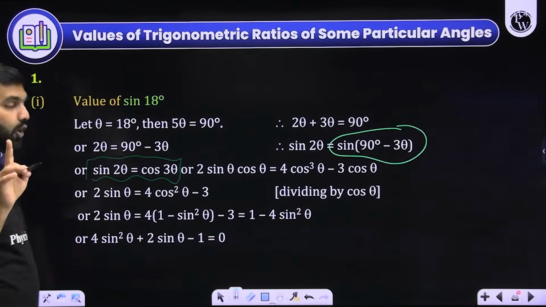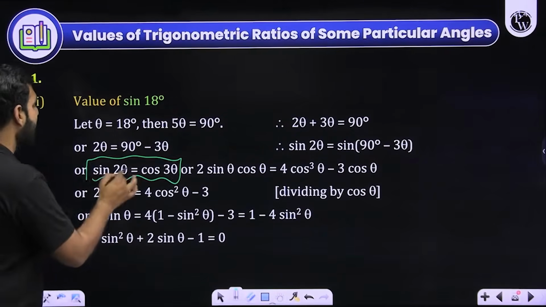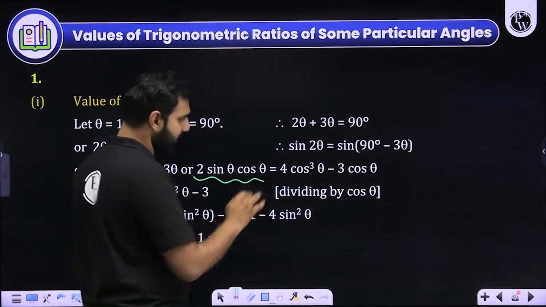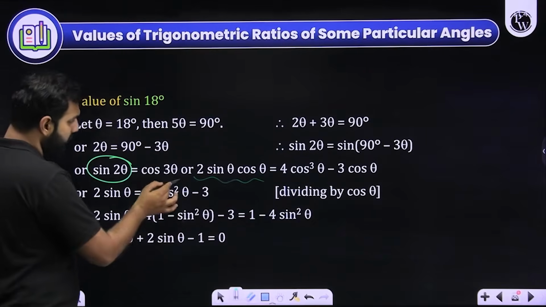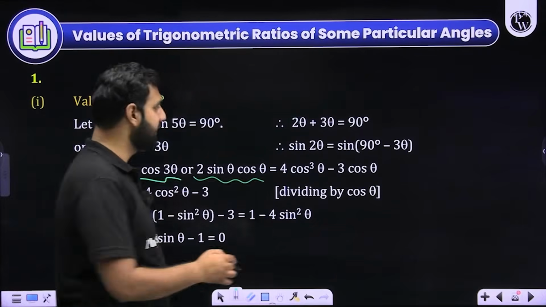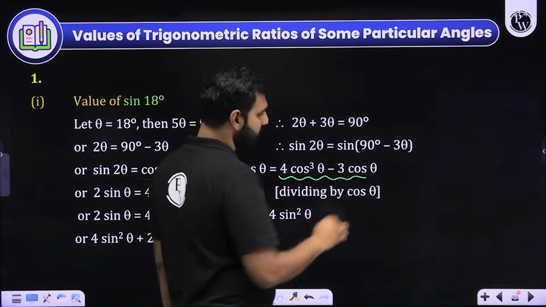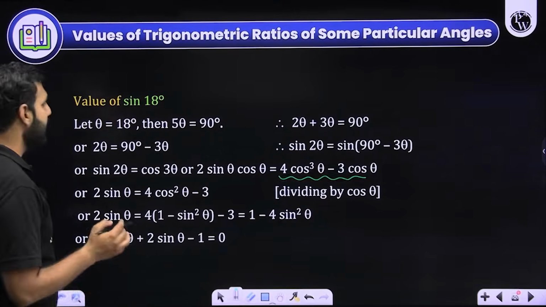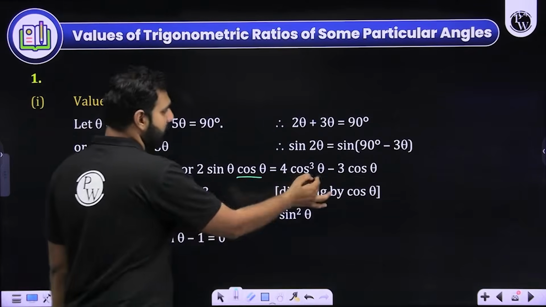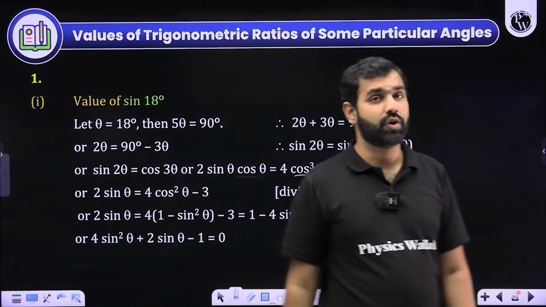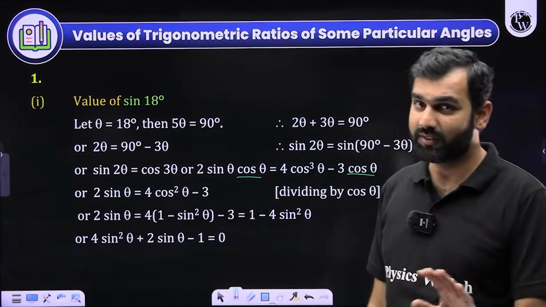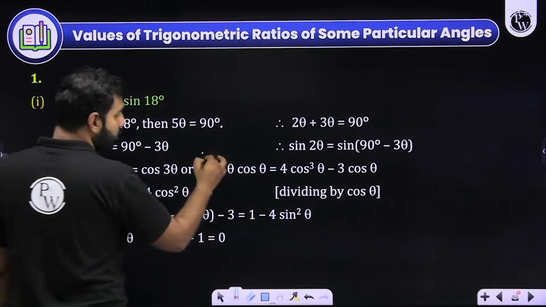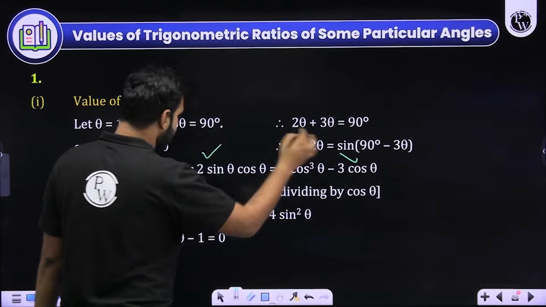Now I'll do something interesting here. Sine 2 theta, we know, has an identity which is 2 sine theta cos theta. Do we know something for cos 3 theta? Cos 3 theta is 4 cos cube theta minus 3 cos theta. Do you remember that identity as well? Now what I do next is, I simply take cos theta common, because cos theta cannot be 0, cos 18 degree is not 0. So I can take that common and cancel it out. So 2 sine theta equals 4 cos square theta minus 3.